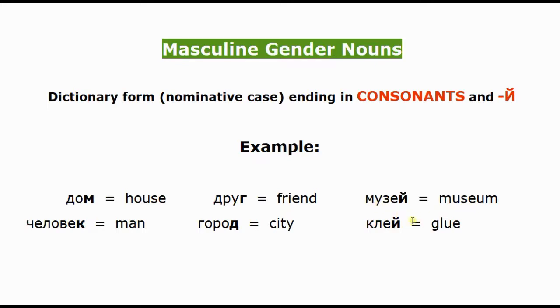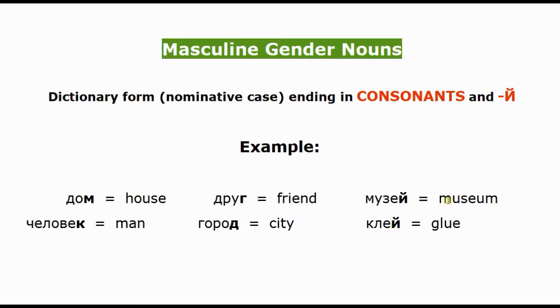Next we have музей, meaning museum, and it ends in the letter й, so it corresponds to the masculine gender. And we also have this noun, which is клей, meaning glue, and it ends in й as well, so it is of the masculine gender as well.